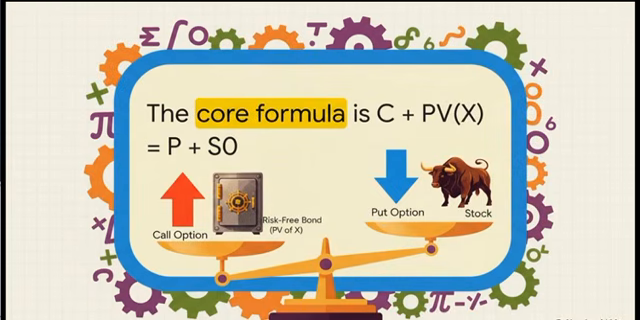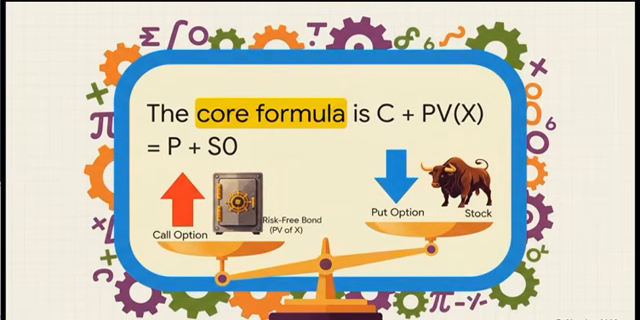Okay, here is the magic formula. C plus PV of X equals P plus S0. Don't panic, it's simpler than it looks. C is just the call option price. PV of X is the present value of the strike price. You can think of this as buying a risk-free bond that matures to the exact strike price. P is the put option, and S0 is today's current stock price.